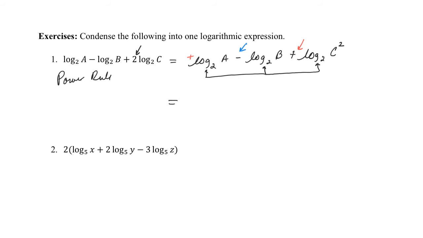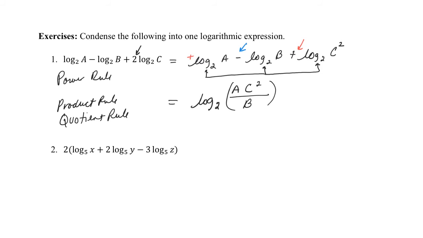Okay, so now using the product rule and the quotient rule together here. Again, if it's positive, it goes in the numerator. So log base 2, positive A goes in the numerator, negative log base 2 of B, so B goes in the denominator, positive log base 2 of C squared goes in the numerator. So as a single expression, that is log base 2 of A times C squared divided by B.